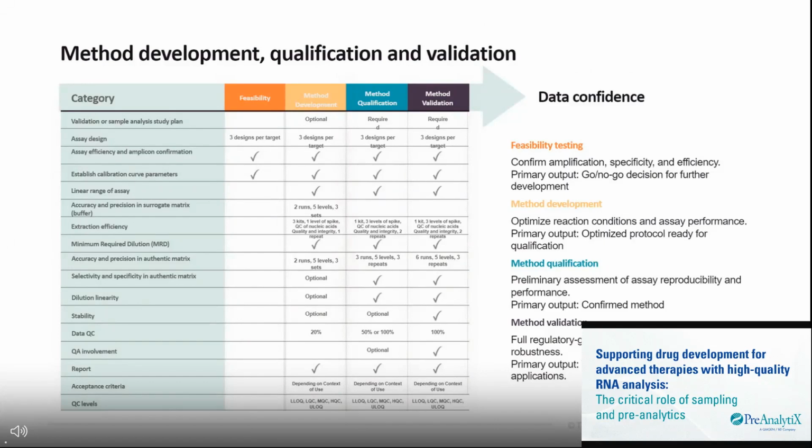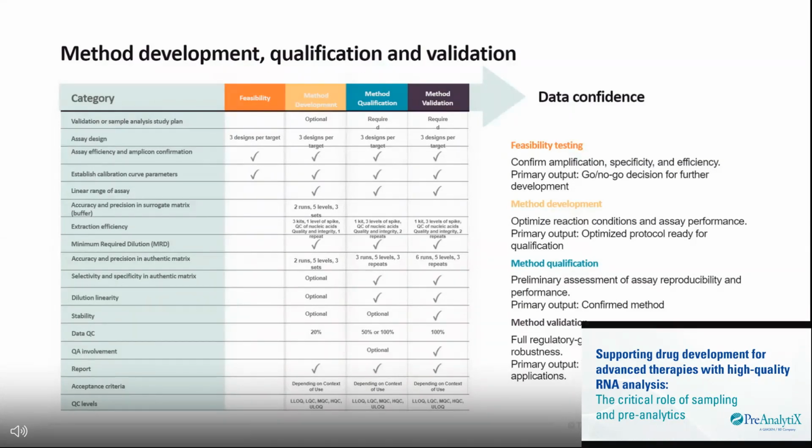This table showcases a typical validation process for qPCR and dPCR methods. We first start with a feasibility assessment, which determines if the current assay or method is suitable to move forward with. The next step is method development, where we work to optimize the protocol so it's ready for qualification or full validation. Then, depending on your acceptance criteria or regulatory needs, we can go for either a method qualification or a method validation.